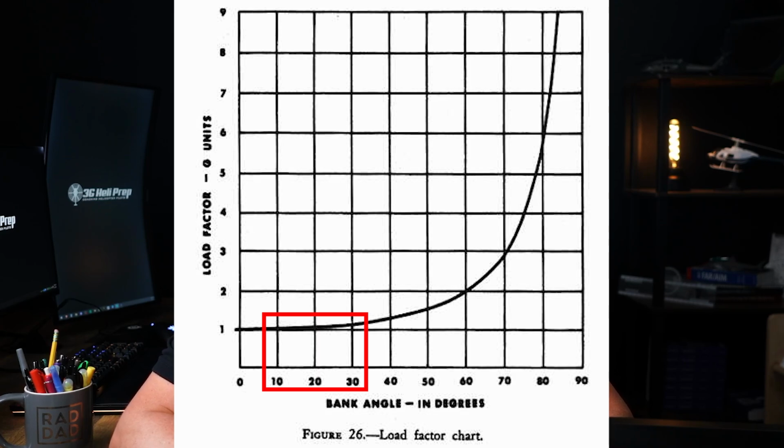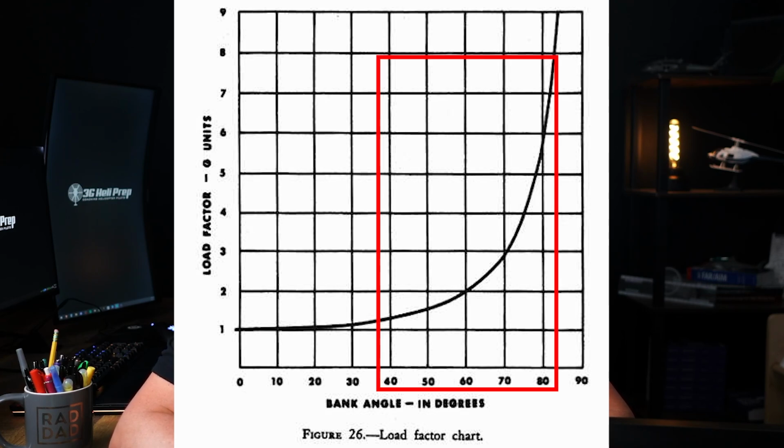In straight and level flight, the load factor is 1G, meaning the helicopter's rotor system is supporting exactly the helicopter's weight. Everything is balanced and there's no extra stress on the airframe. In gentle turns with small bank angles, the load factor increases slightly but not by much, maybe up to 1.1 or 1.2 Gs. But as you increase the bank angle, the load factor rises significantly.